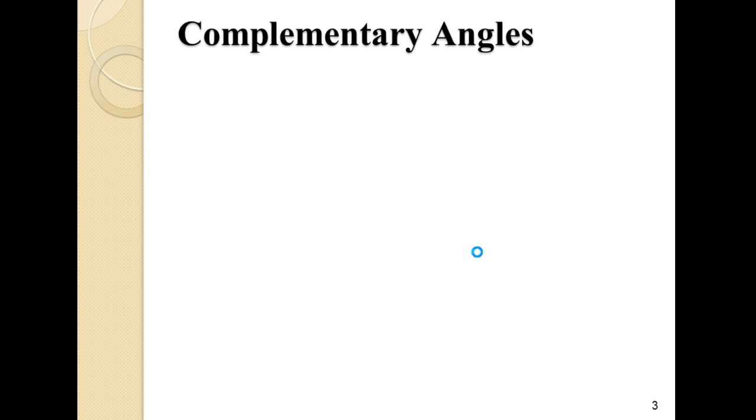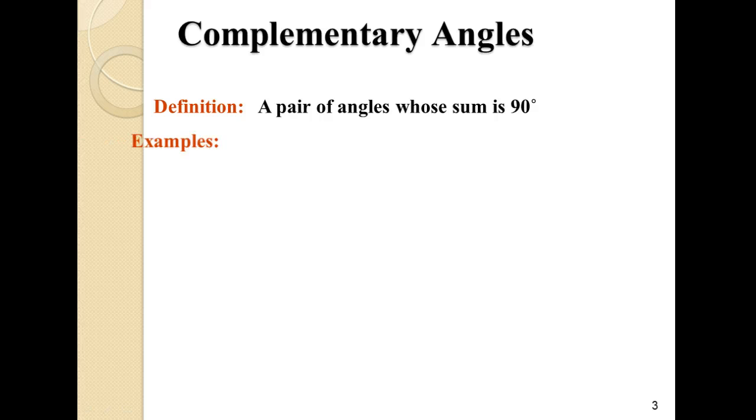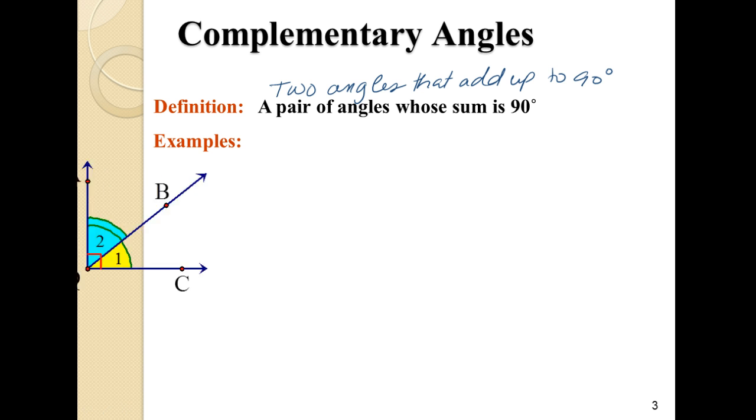Now another word we have is complementary angles. Definition: it's a pair of angles whose sum is 90 degrees. Basically, two angles that add up to 90 degrees. You can say it like that. Alright, so basically when we add them up, they will equal 90 degrees.